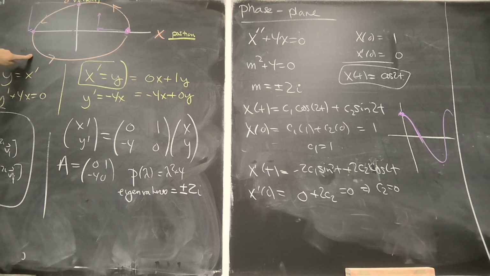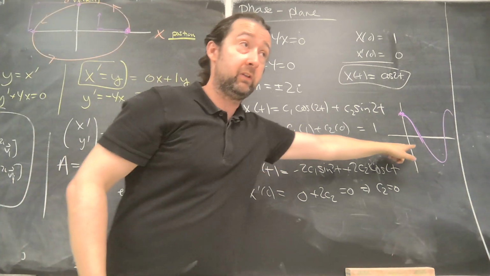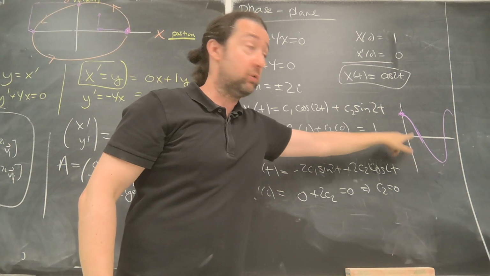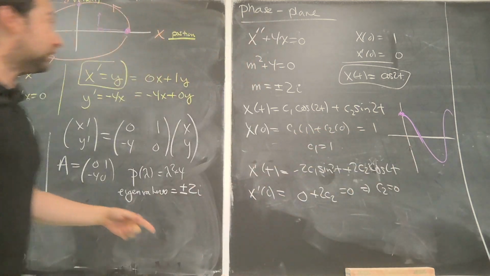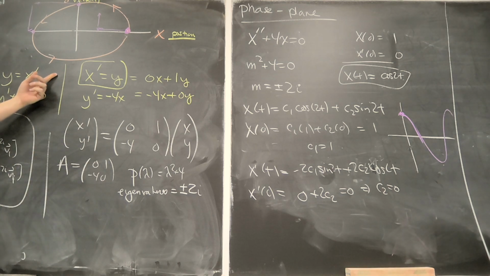So this picture, to somebody that knows how to read it, has more information inside of it than that one does. Because this just tells you position against time, and this tells you position against velocity.